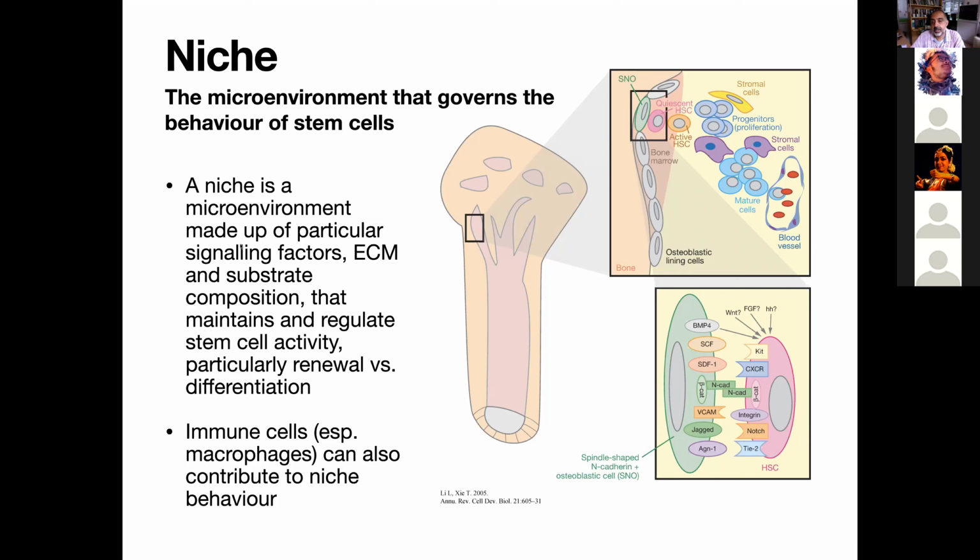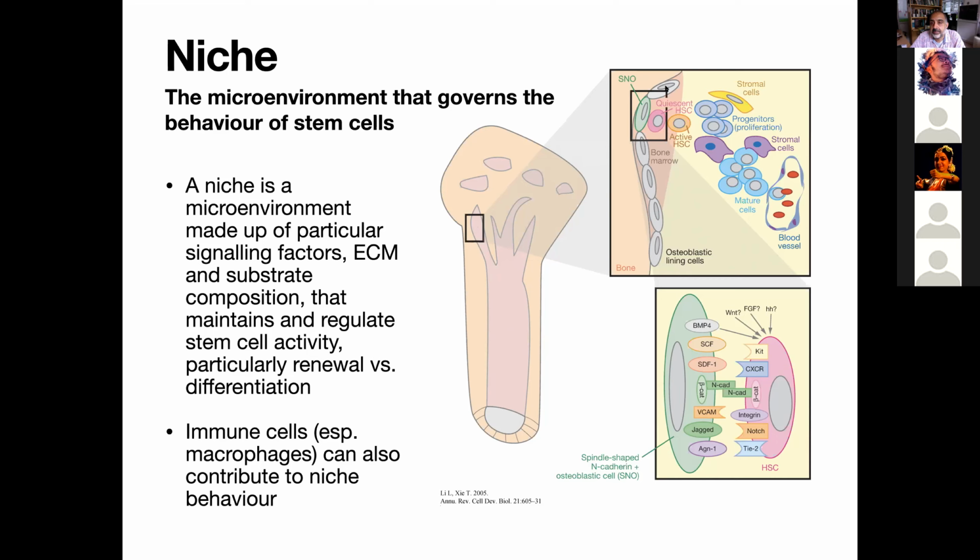One thing I wanted to bring up, which I think you'll hear in lectures subsequently, either from Tina or in the cell biology course next year, is the idea that immune cells, especially macrophages, can also contribute to niche behavior in a particular subset of adult stem cells. What you're looking at here is the characterization of the niche for hematopoietic stem cells. This is the bone, and this is the marrow.